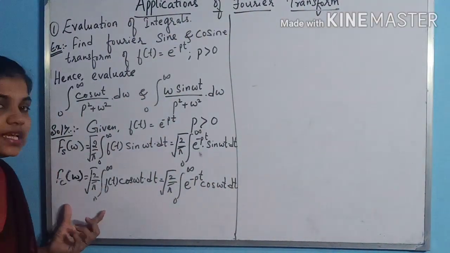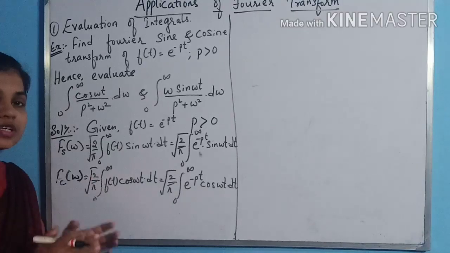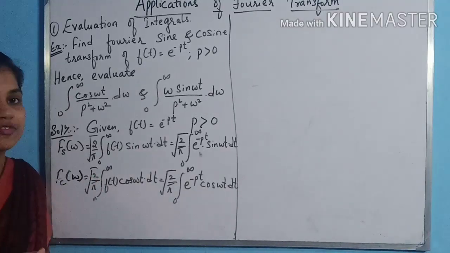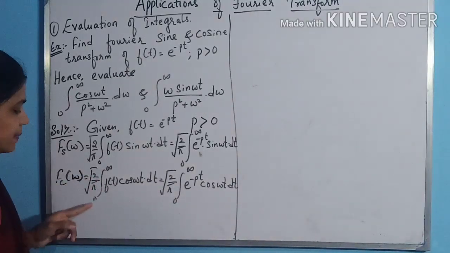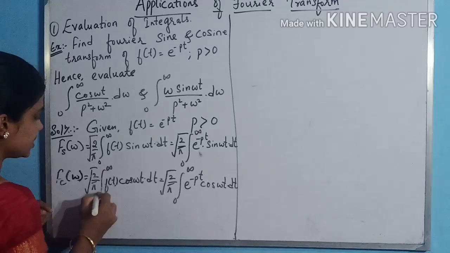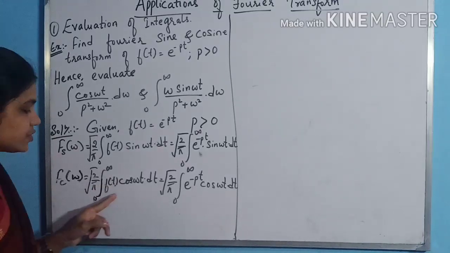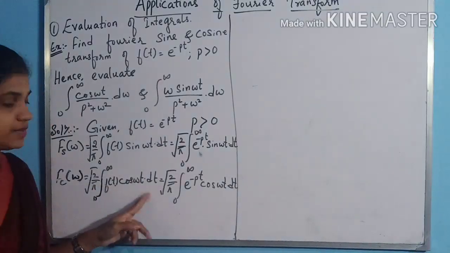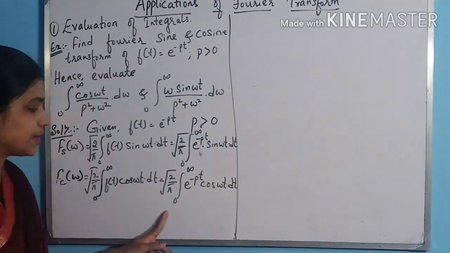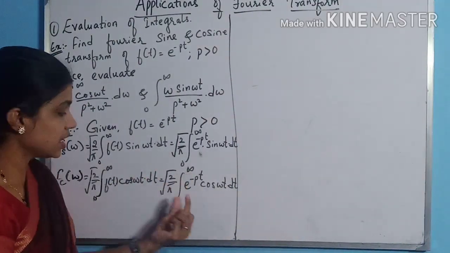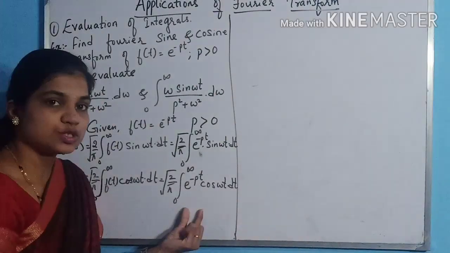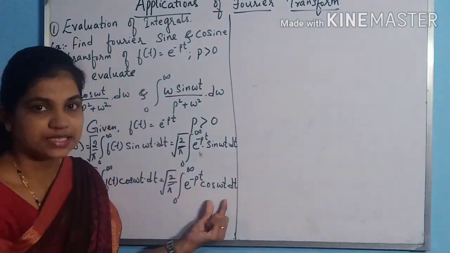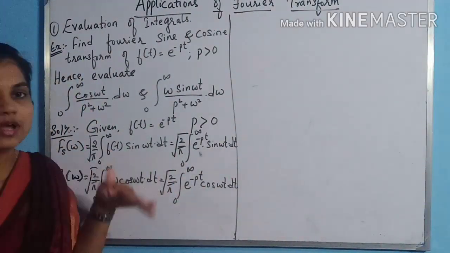Similarly, Fc(ω), that is the Fourier cosine transform of f(t), is root 2 by pi times the integral from 0 to infinity of f(t) cos(ωt) dt, which is equal to root 2 by pi times the integral from 0 to infinity of e^(-pt) cos(ωt) dt. Now we are going to solve one by one.